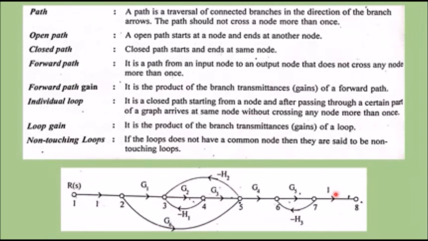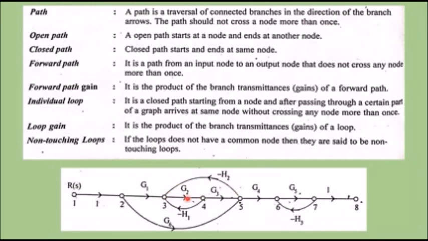So what is an individual loop? This is a loop, starting from one end and coming back to the same point. I mean the closed path is called a loop. This is a loop, and this is another loop. When these two loops are not connected, they are called distinct loops, I mean non-connected loops. So this is one loop, this is another loop. These two are called individual loops.